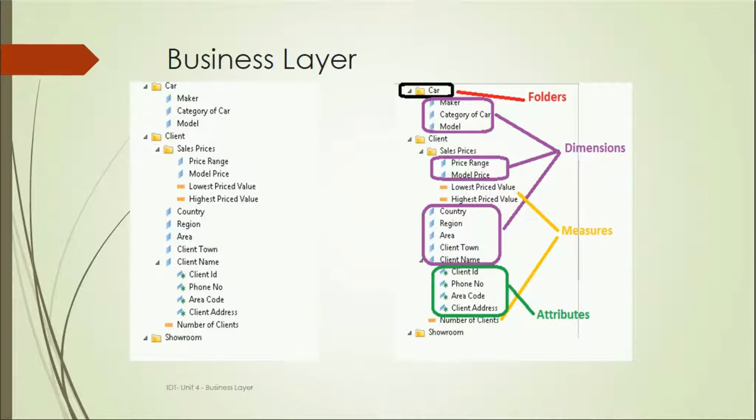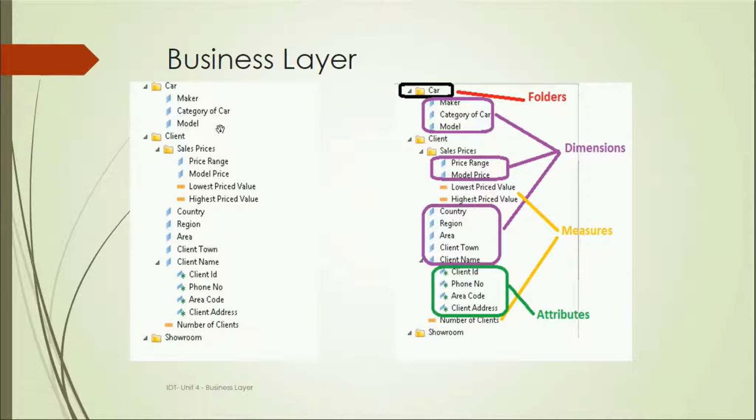So this is a sample business layer, how it looks. This is the actual business layer, which when we develop it, will look like this. It will have folders. On the right side, you will see what it is. So folders, dimensions, measures, attributes. If you see, these are the folders.